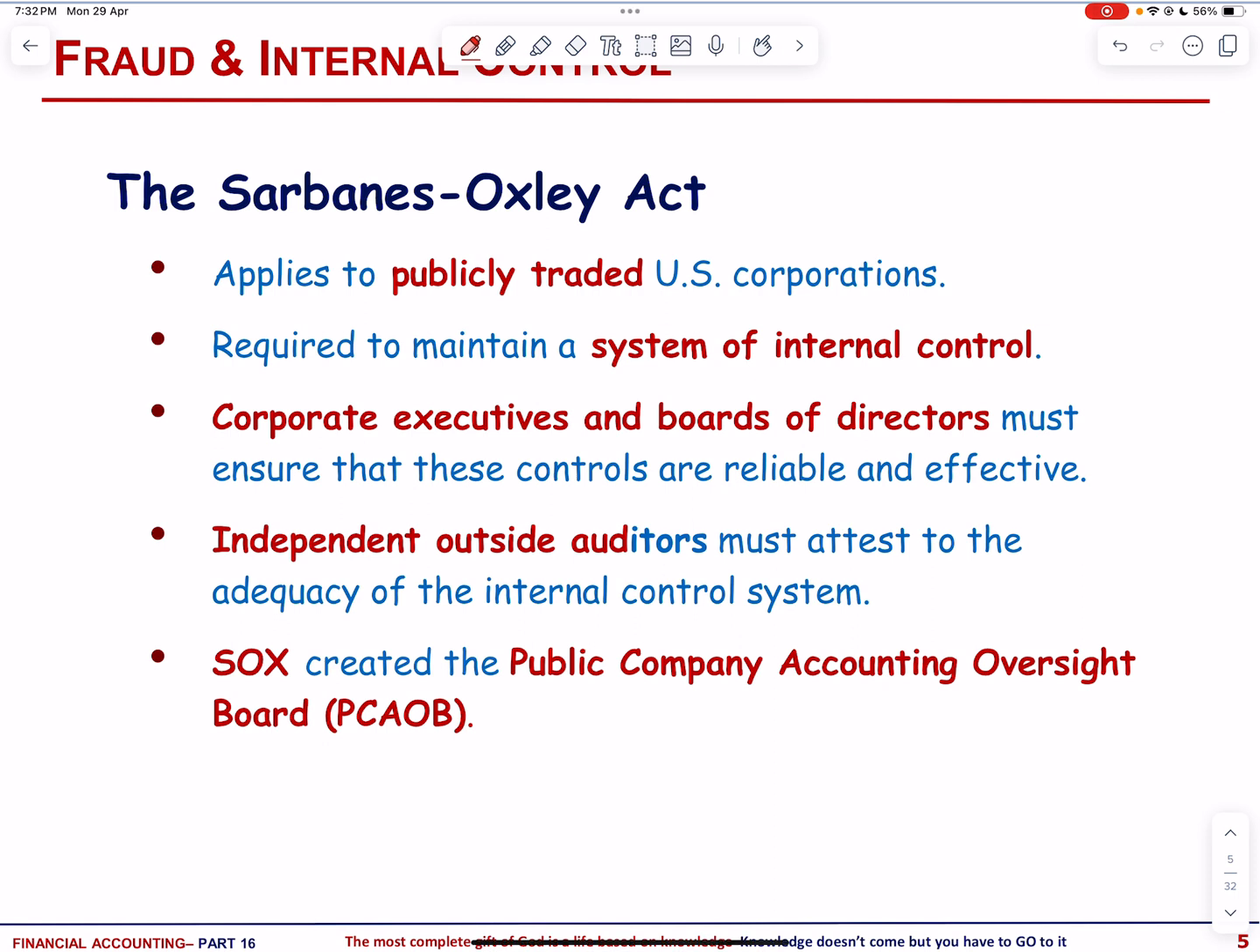In the United States, publicly traded corporations must have reliable internal controls. Executives and boards must ensure their effectiveness. Independent auditors must confirm this. SOX established PCAOB to oversee this process.